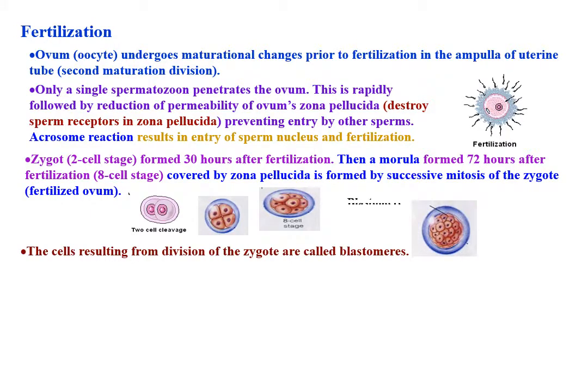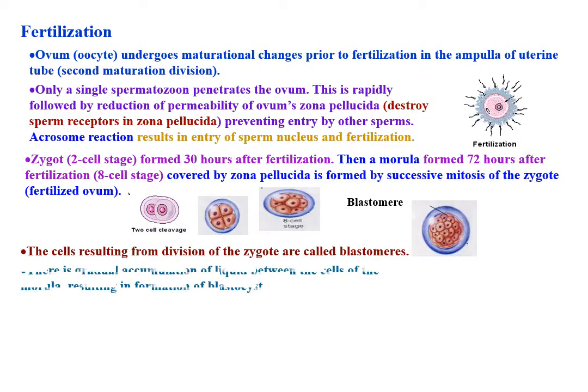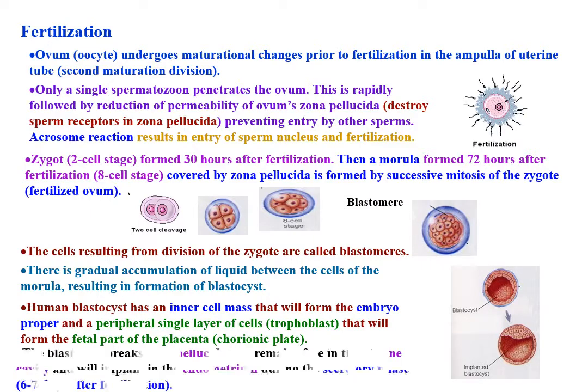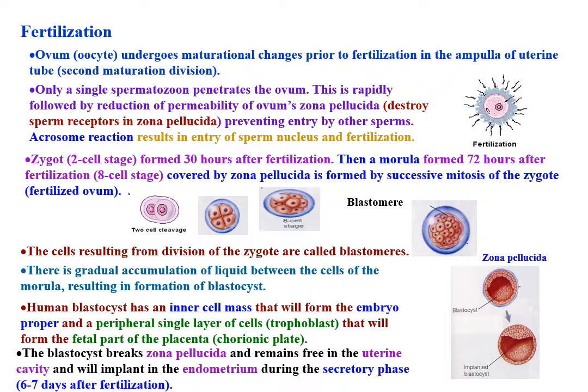There is gradual accumulation of liquid between the cells of the morula, resulting in formation of blastocysts. Human blastocyst has an inner cell mass that will form the embryo proper, and a peripheral single layer of cells, trophoblast, that will form the fetal part of the placenta, chorionic plate. Blastocyst breaks zona pellucida and remains free in the uterine cavity, and will implant in the endometrium during the secretory phase, 6 to 7 days after fertilization.